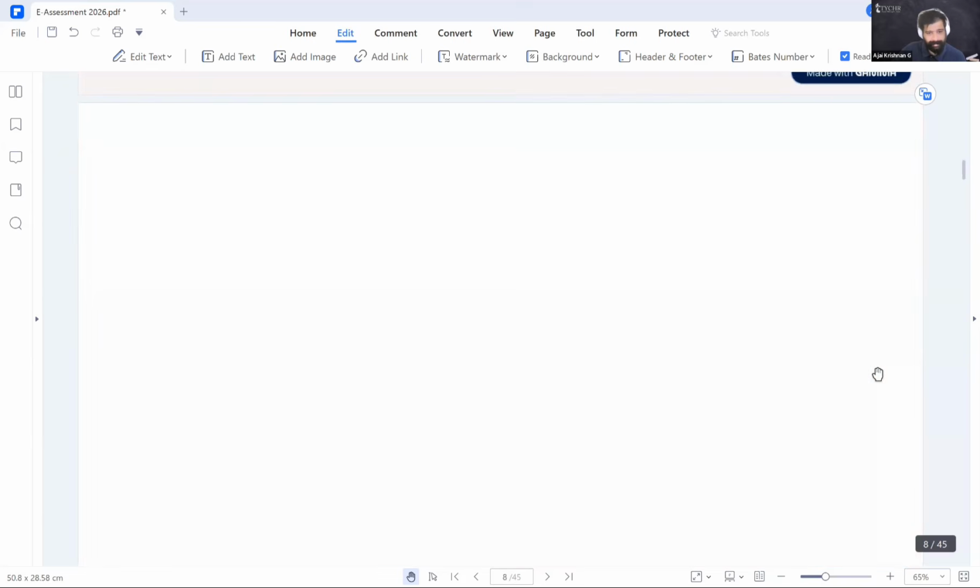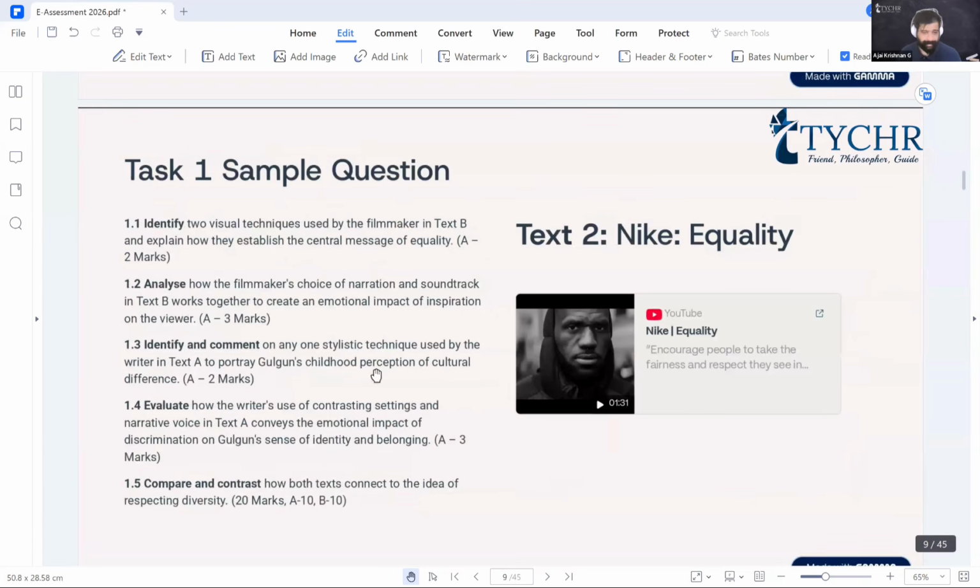I'll bring you to a command term to understand that. See, this could be a possible question which you might get in the exam. Identify 2 visual techniques used by the filmmaker in text P and explain how they establish the central message of equality. Or something like analyze. These are questions 1.1 to 1.4. These 4 questions are your 2-mark, 3-mark questions. And each question will have a very specific command term.